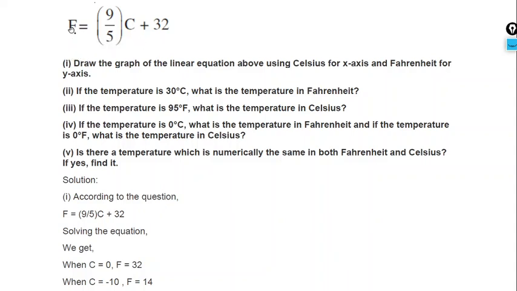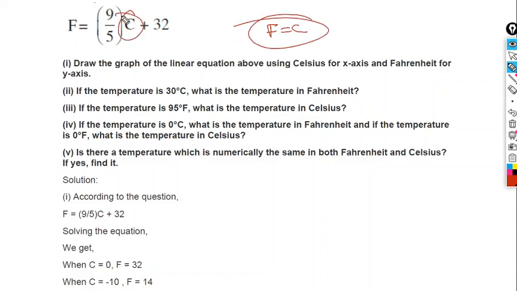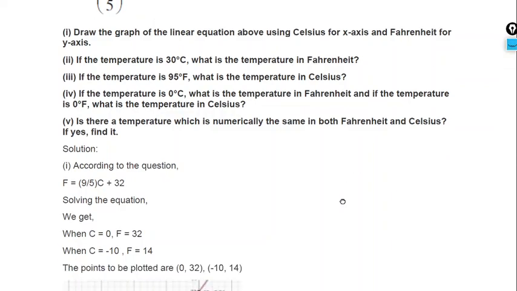That means F will be equal to C. If F is equal to C, then in place of F you can write C, or in place of C you can write F. Isn't it? Okay, let's solve it. We will check for what degree the Celsius and Fahrenheit are same.